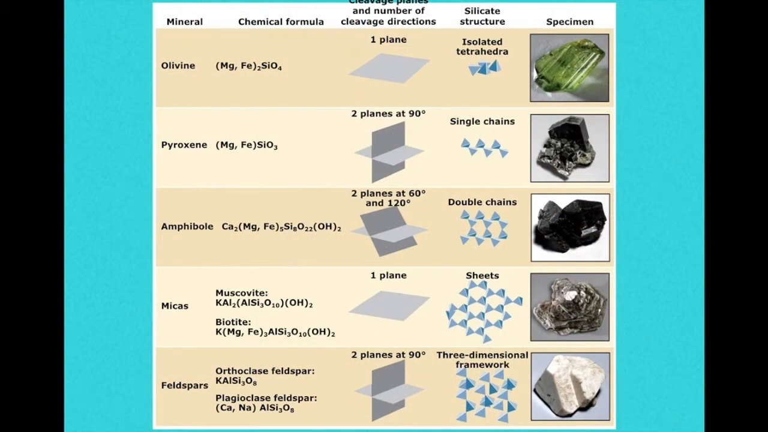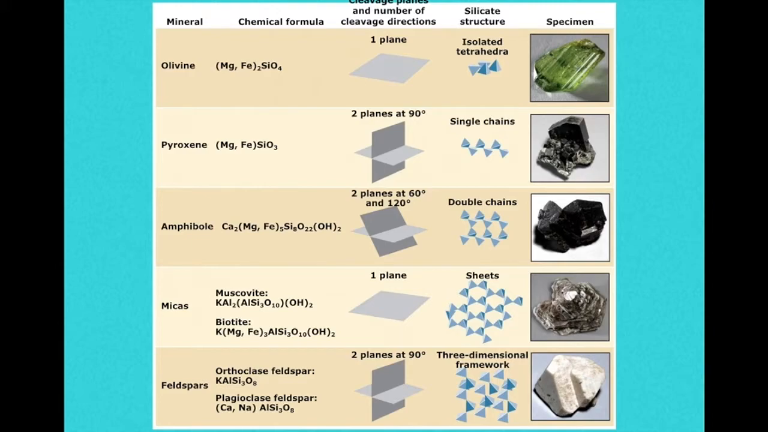If we're looking at our single chains, we have cleavage planes of two planes at 90 degrees, with not a super complex formula. Our common one here is pyroxene, which has a chemical composition of magnesium, iron, and then the silicon and 3 oxygens, not the 4.